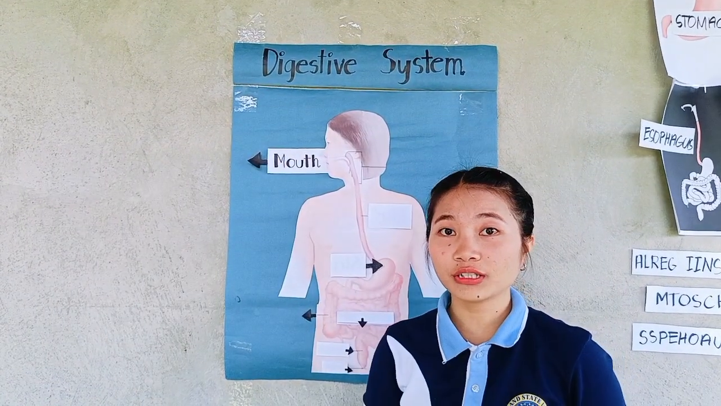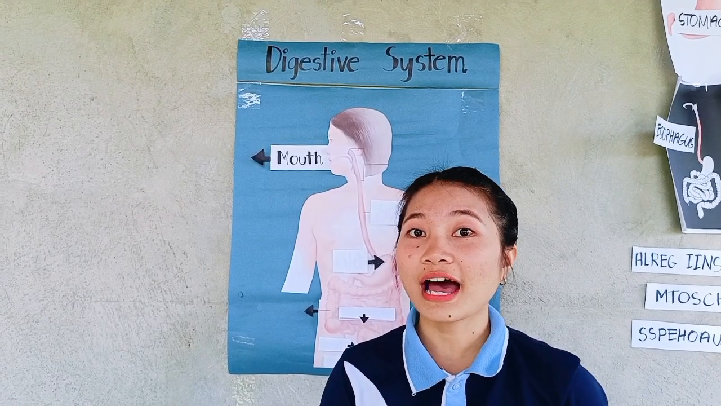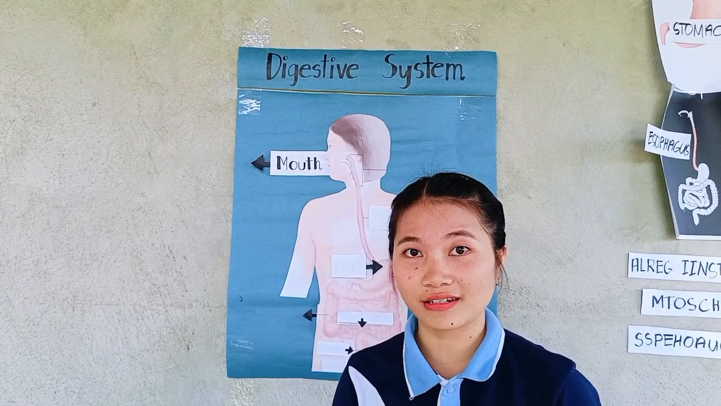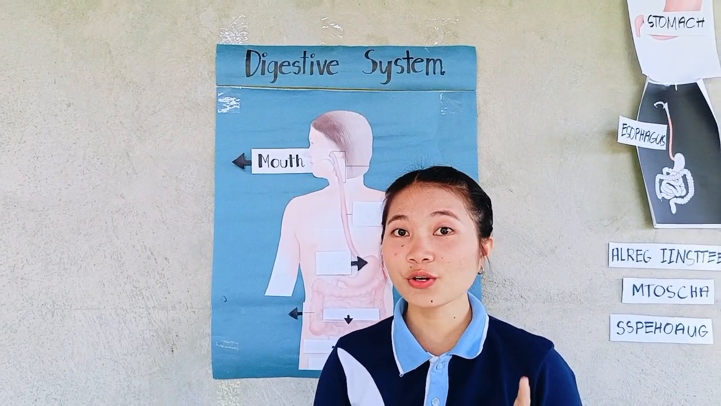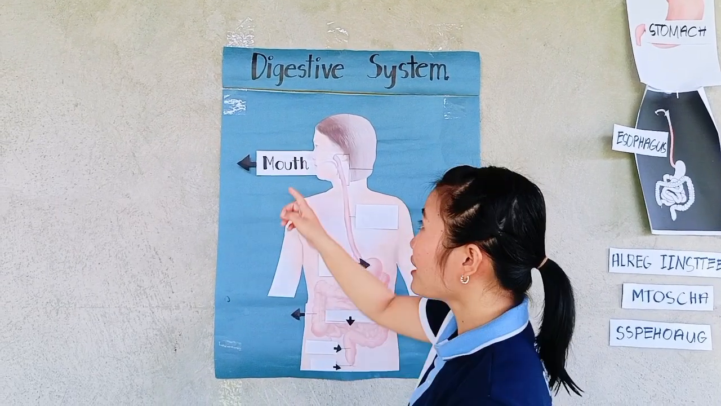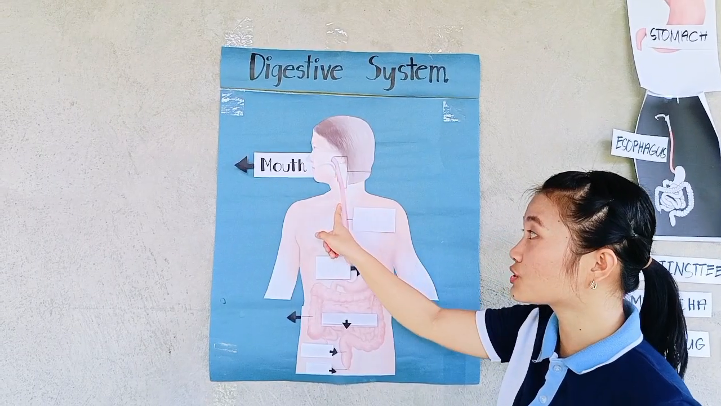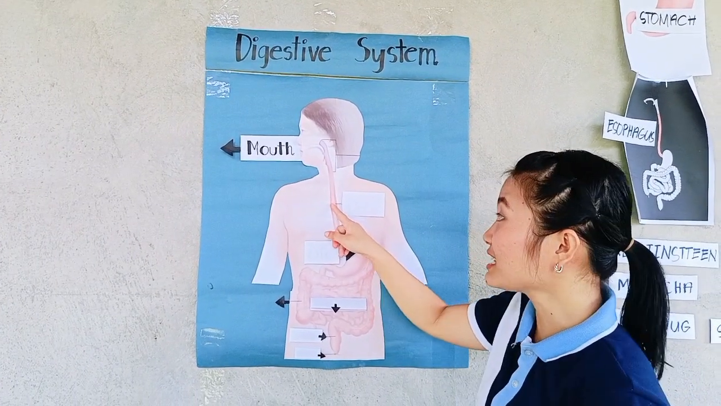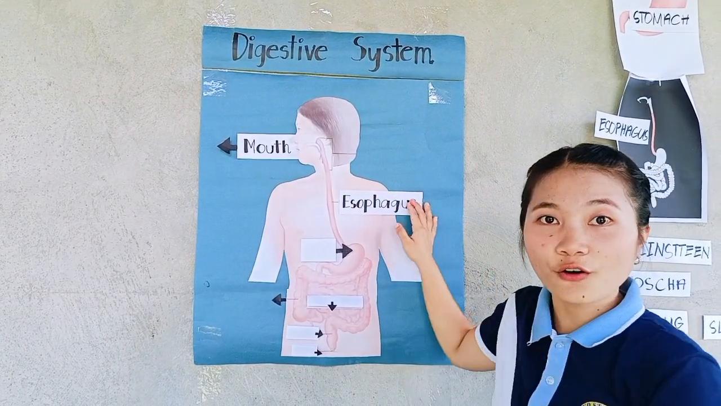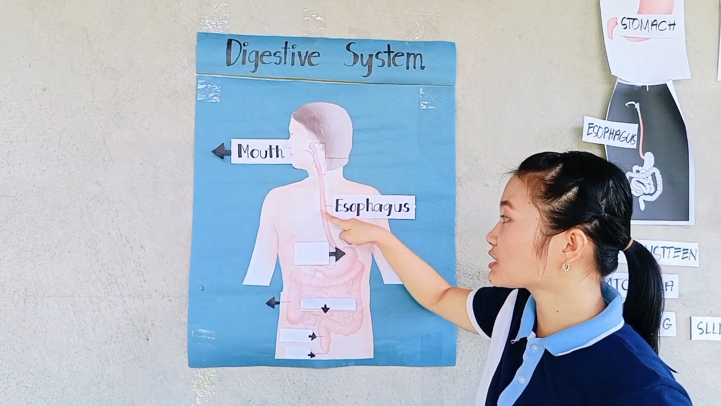When we eat our food, it goes first into our mouth. In our mouth, there is saliva, and that saliva helps moisten our food so that it is not difficult to chew. And then the food goes from our mouth to, what's this? It will go next to the esophagus. So, our food will travel into the esophagus.